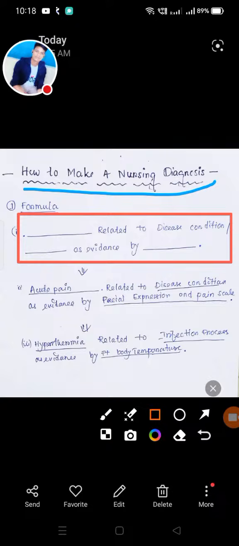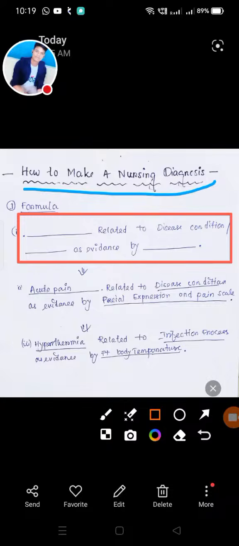For each and any nursing diagnosis you can use this formula. What is the formula? First you put a dash, related to disease condition, dash, as evidenced by, dash. These 3 dashes you have to fill, and you can make a diagnosis for any sign and symptom. So the formula is: dash related to disease condition, dash evidenced by dash.